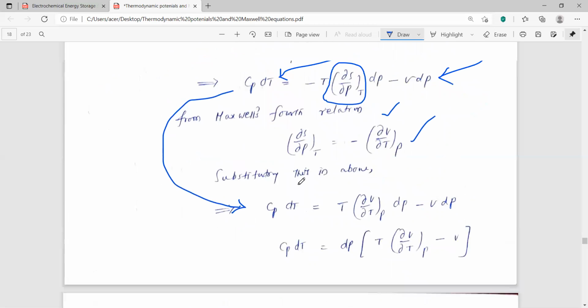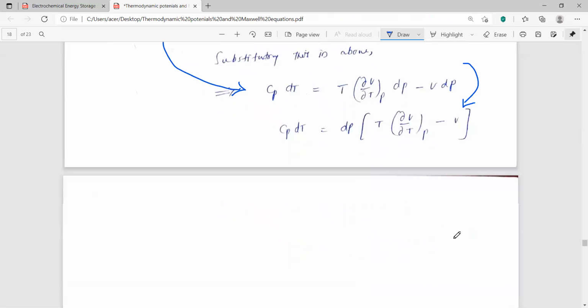So, substituting this in the above equation, this equation becomes, you see, Cp dT equal to T into dou V by dou T at P. Here we have minus value, and again we have here minus value. Minus into minus is plus. So T into dou V by dou T at P into dP minus VdP. Now Cp dT equal to, now I can take dP as a common, then this equation becomes dP into T dou V by dou T at P minus V.